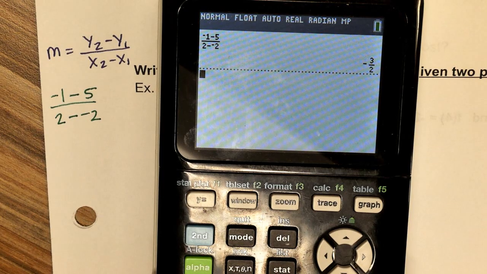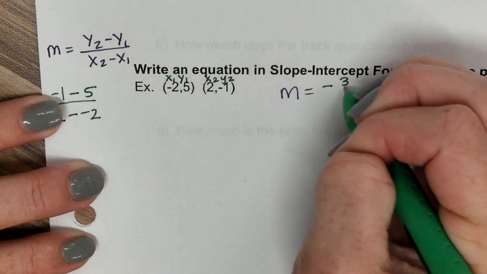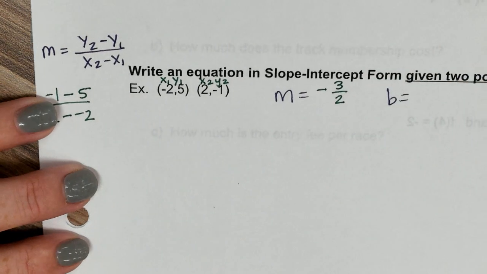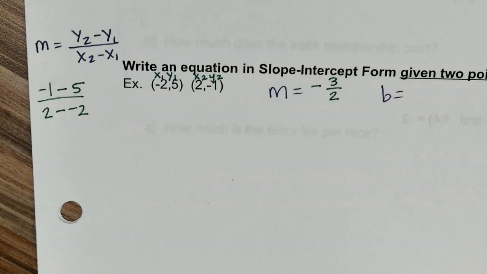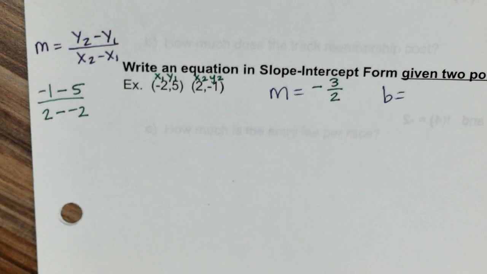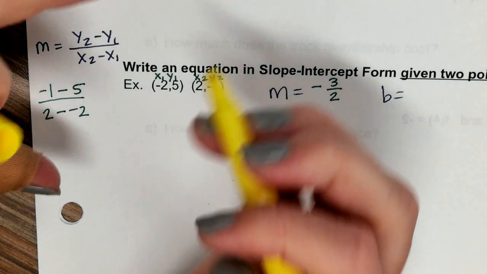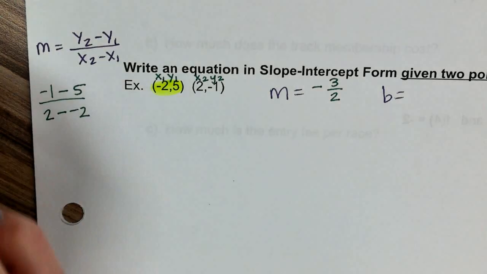Negative 3/2. Is that what everybody got? All right, so my m is negative 3/2. Now I'm going to do exactly what I did earlier. I have my m, but I need to pick one of these points to use. It doesn't really matter. Which one do y'all want to pick? x1, y1. All right, so I'm going to pick this one to plug in.